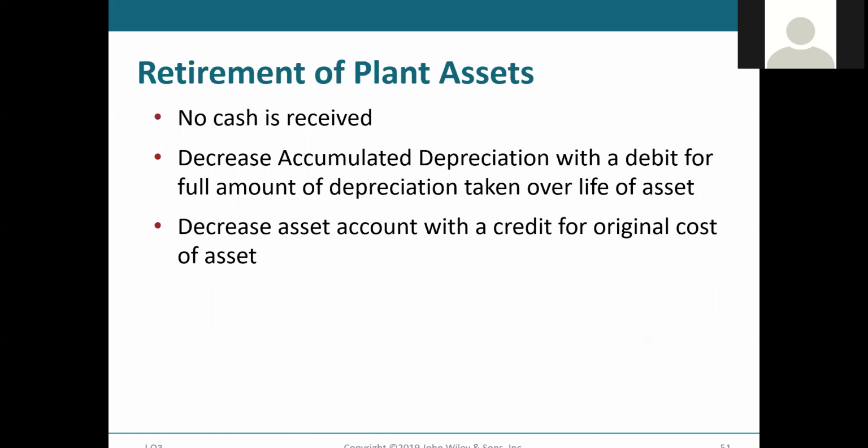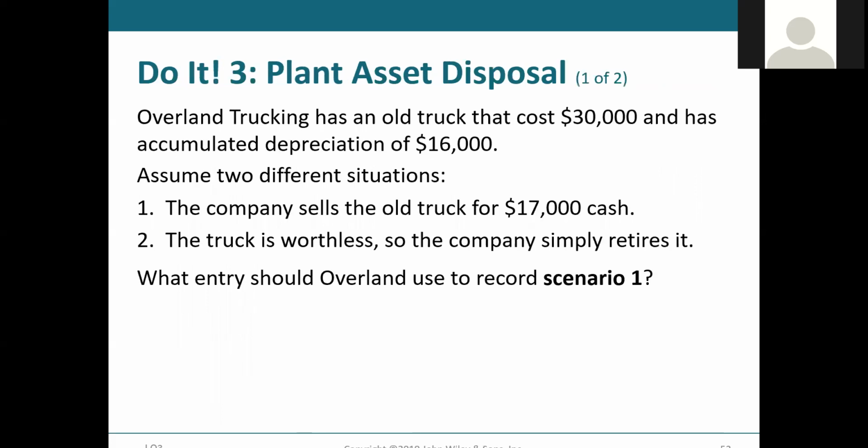We could just retire a fixed asset, Derek. We just get rid of it. No cash involved. Well, the loss is going to be whatever the book value was. You're not going to have a gain on retiring it, but you will have a loss. So you're going to debit accumulated depreciation. You're going to credit the original cost of the asset, and the difference is going to be the loss.